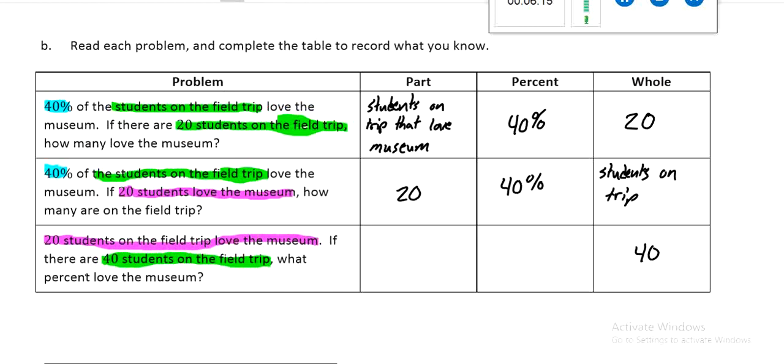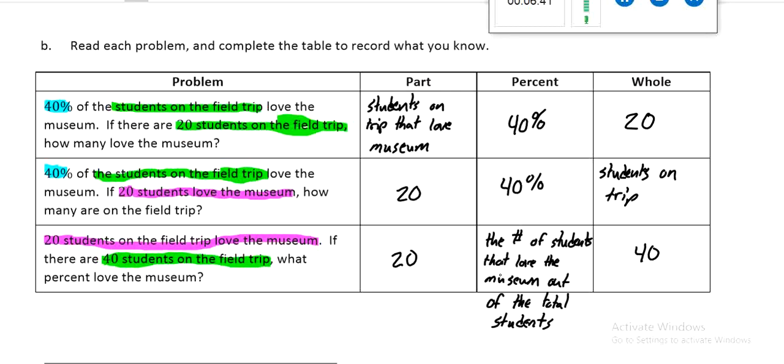So we want to pay attention to the percentage they're looking for. It says what percent love the museum? Well, 20 is going to be the part. The percent in this case is unknown. The percent is going to be the number of students that love the museum out of the total students. So remember, percent is a part out of a whole. In that case, it talks about what the part is and what the whole is. The percent is that fraction or that ratio. All right, let's move on.